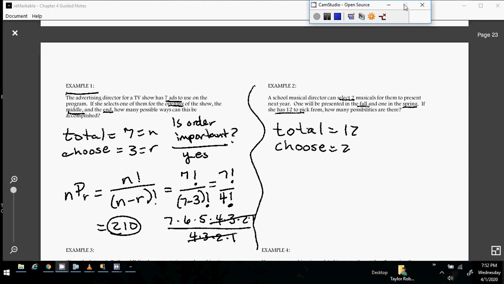Nobody wants to watch Frozen in the spring. Well, I mean, we've been watching Frozen 2 like nonstop at my house, but you get what I'm saying.